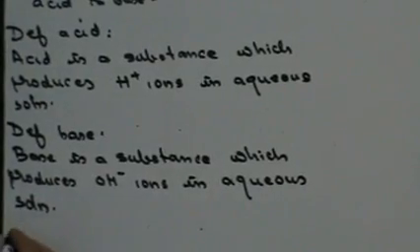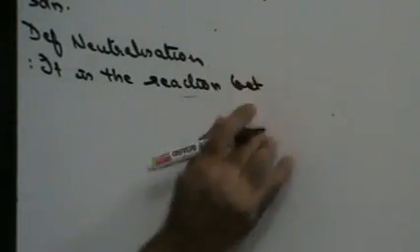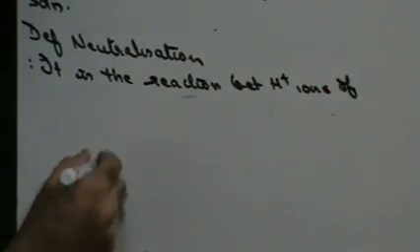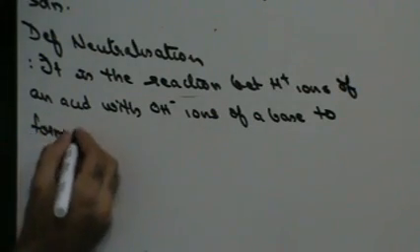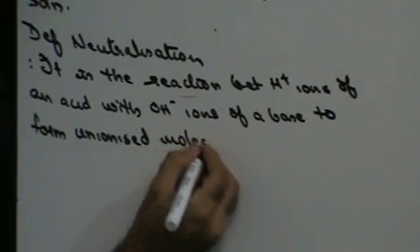How does he define neutralization? According to him, neutralization is defined as a reaction between hydrogen ions of the acid and hydroxyl ions of the base to form unionized molecule of water. It is the reaction between hydrogen ions of an acid with hydroxyl ions of a base to form unionized molecule of water.